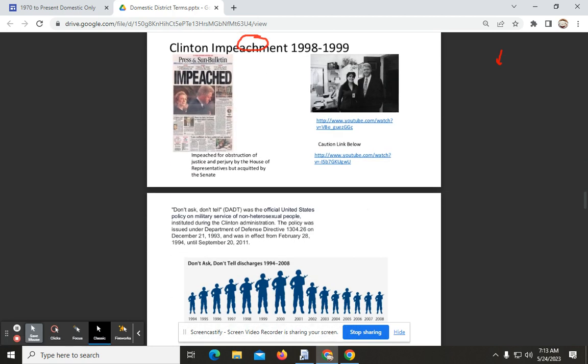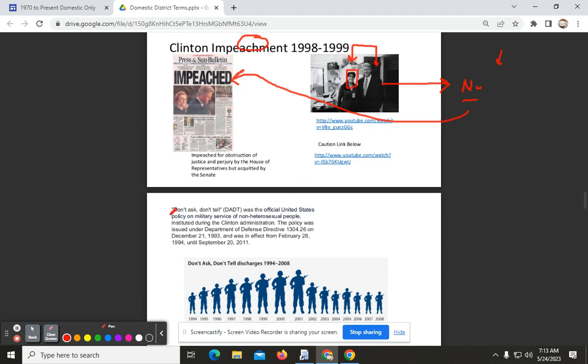One in particular was the Clinton impeachment. And the Clinton impeachment was all about this intern right here that was accused of having some sort of relationship with the president. When the president was asked, he said no, and his no was under oath, which led to a situation where they were trying to impeach him because he had lied under oath.